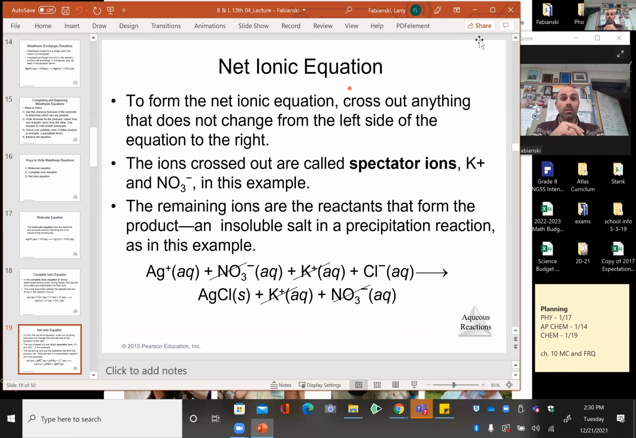All right. So molecular, everything as you would see in a chemical equation, the molecules written together. Ionic, break it all down unless there's something insoluble that cannot be broken down. By definition, it's insoluble. Net ionic, find your spectator ions. They don't change from the left side to the right side, from reactant to product. Cross them out, and you have your net ionic equation.